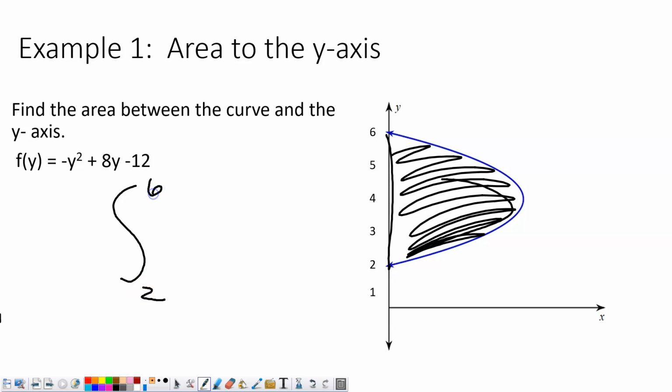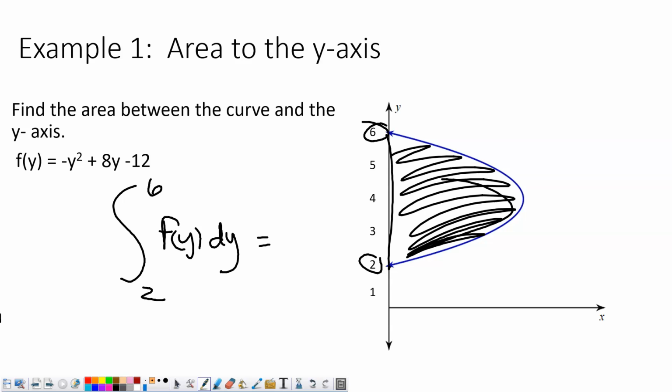Because those are the y values that we're going from bottom to top, right? And that's f of y dy. But I mean, that's it. I just want you guys to be aware of the fact that you use these limits. After that, our calculator work is literally all the same.